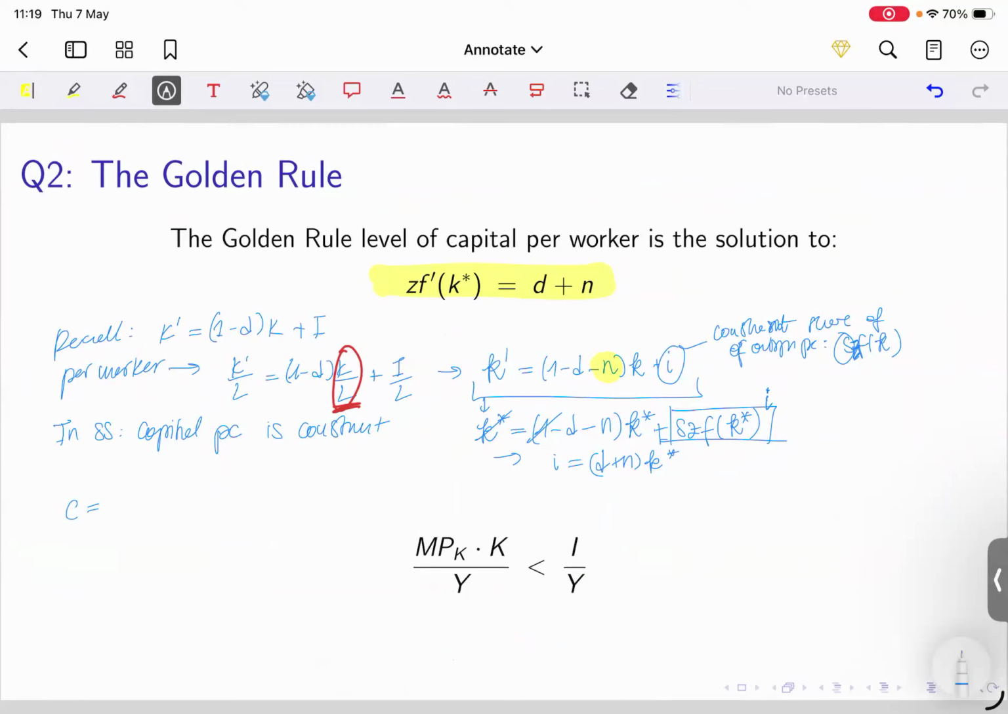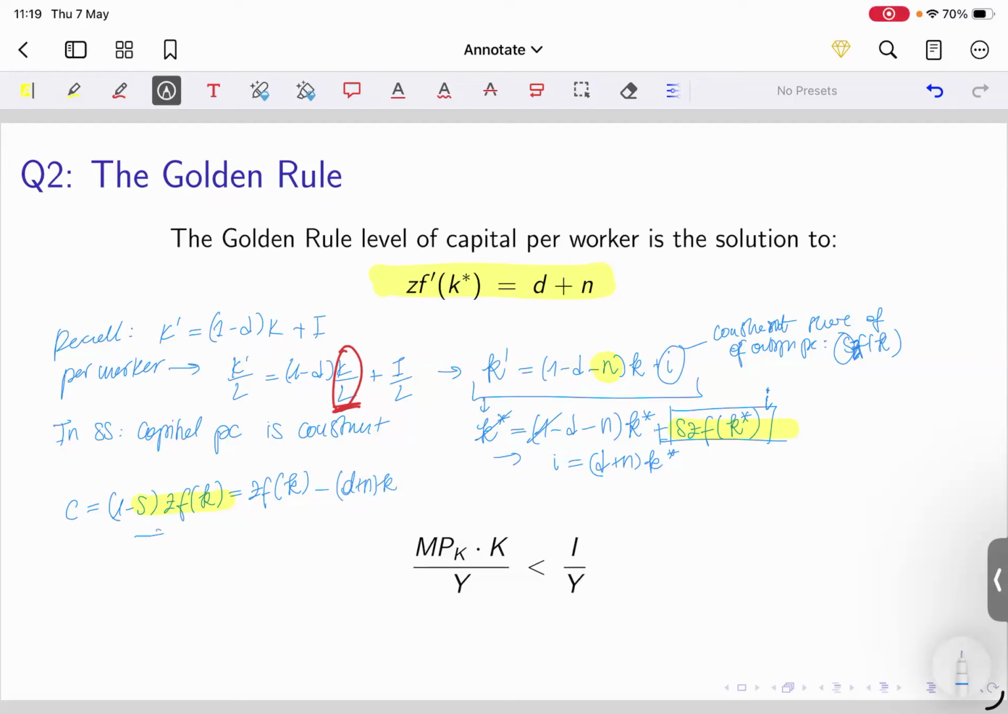I split output between consumption and investment. So if I invest a share S, how much am I consuming? A share 1 minus S of my total product. So that's Z F of K, which means, let me expand, Z F of K, and then I substitute for investment what I just found before. What is this? This is exactly (d plus n) k.